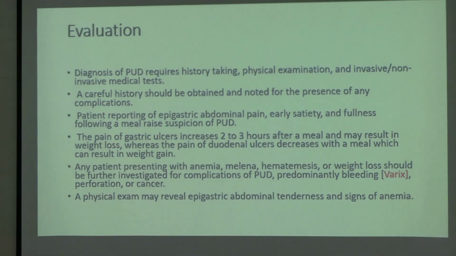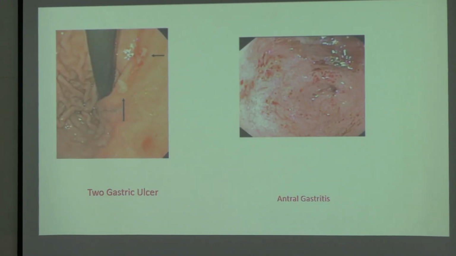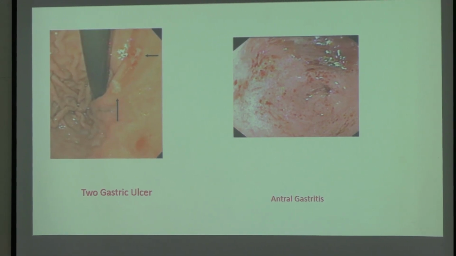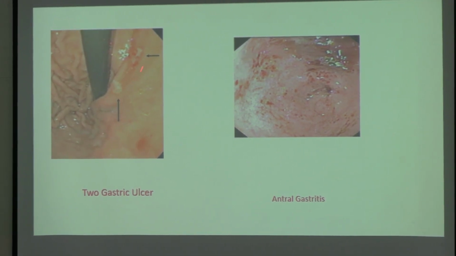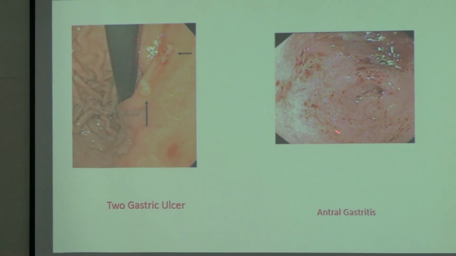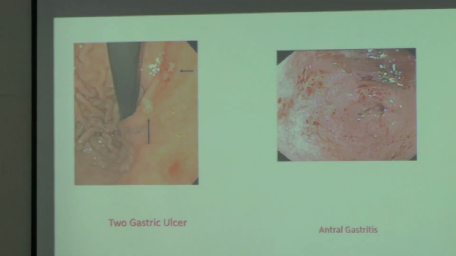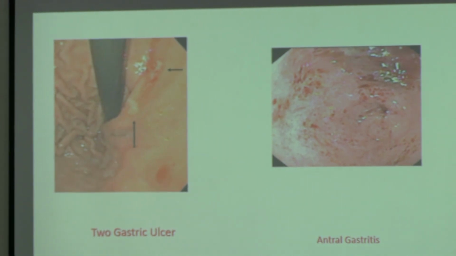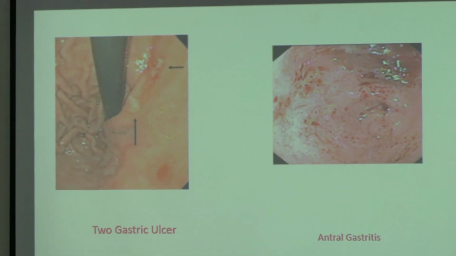Okay, warning signs you know, evaluation you know, investigation also you know. This is gastric ulcers. Multiple gastric ulcers. This is antral gastritis. I have taken these from the net to show you. This is what you will see in the endoscope.